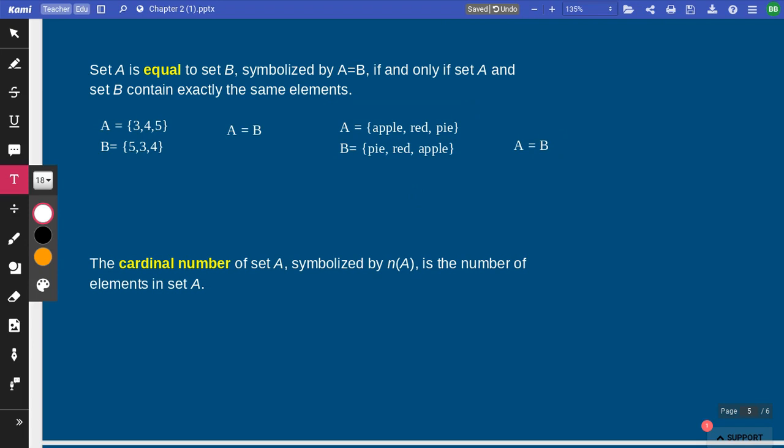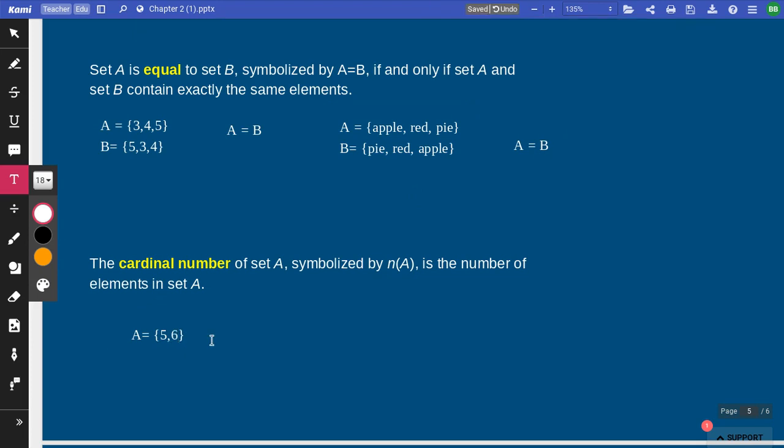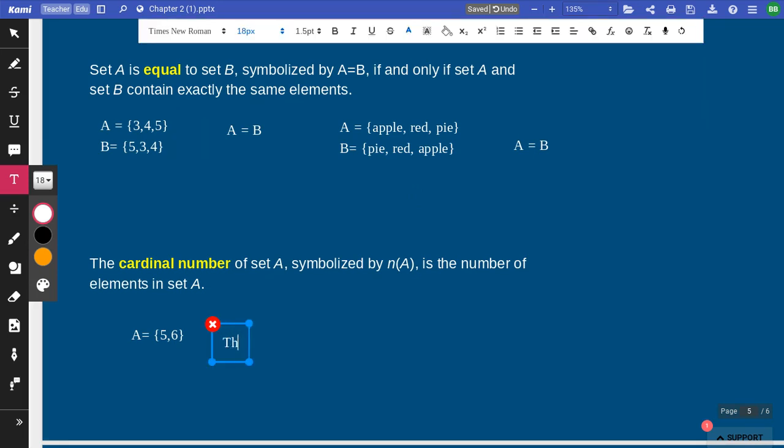Okay, then we have the cardinal number of set A. That's symbolized as n of A, the number of elements in A. Quick example of this, if we have A equals 5, 6, how many elements are in A? There are 2 elements in set A.